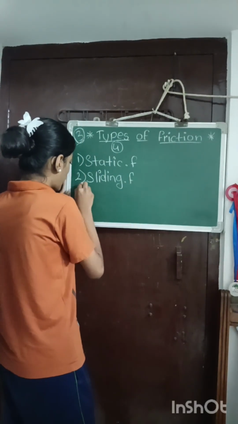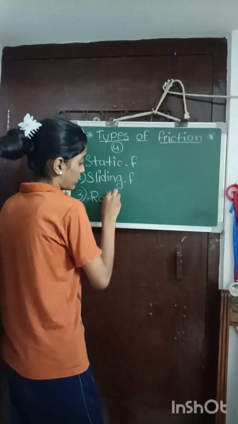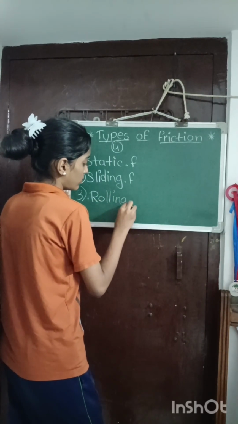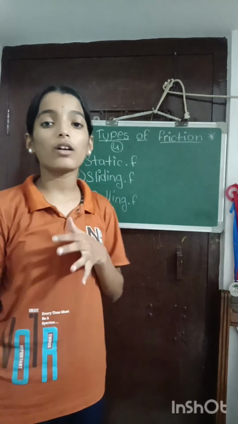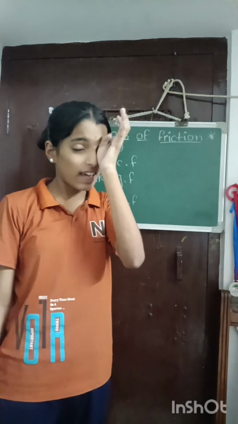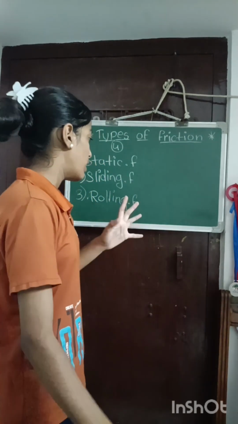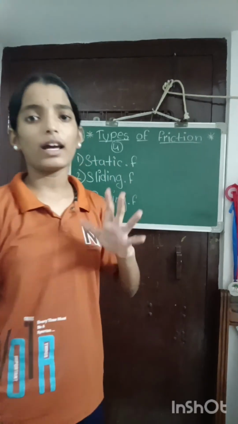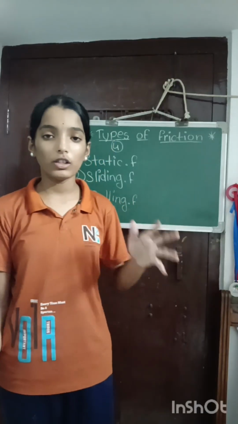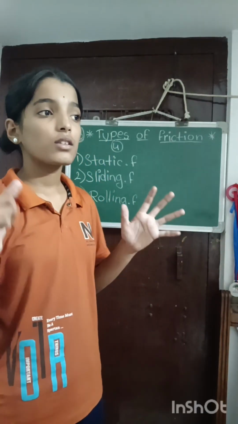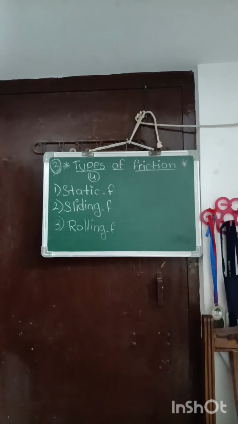Going to the third type of friction, rolling friction. Rolling friction occurs when an object rolls across another surface. It is characterized by minimal resistance to motion. Take an example, vehicle tires. When the vehicle moves on the roads, the tires roll because of rolling friction.